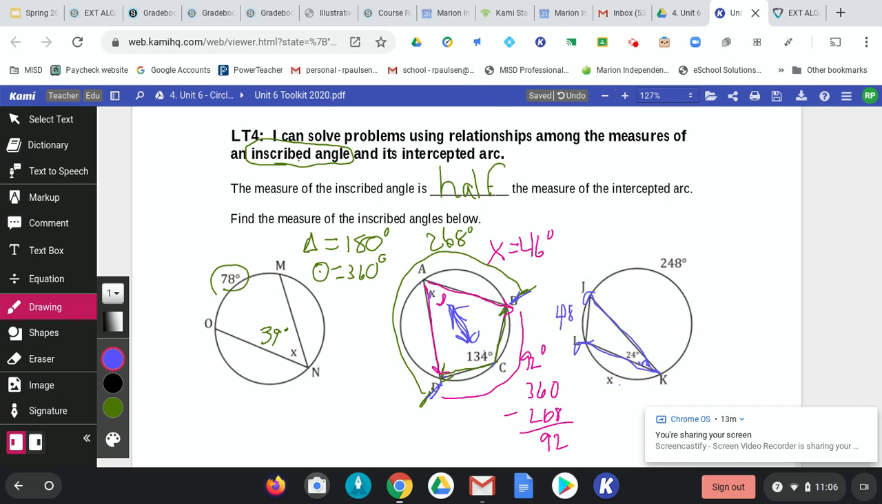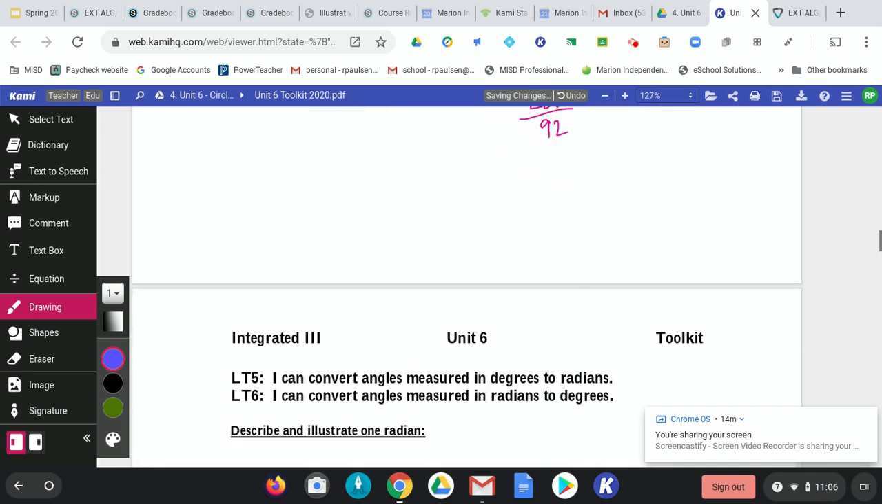So that's 48. So on this one, to get to the X, you have to add the 48 and the 248 together, which is going to give you 296, and then take 360 and subtract the 296 away, and you're going to end up with 64 degrees for that one. And that's what the arc is. If you wanted to find the angle in here, you'd have to go to half of that, making it 32. And that's how your inscribed angles will actually work.